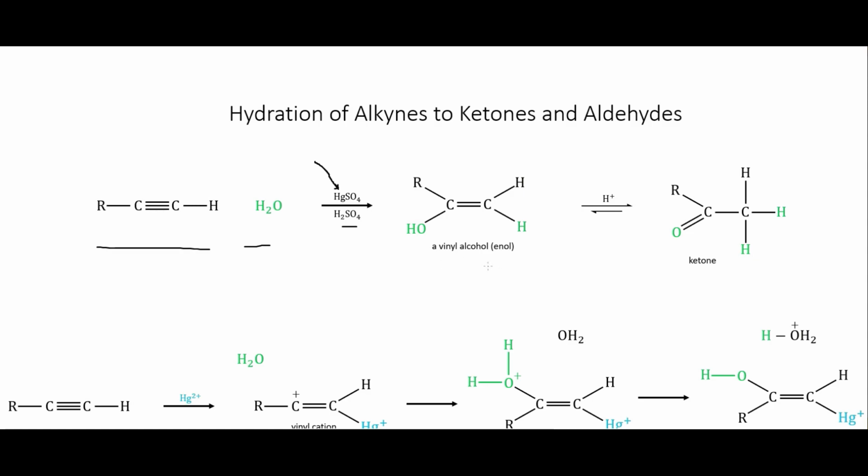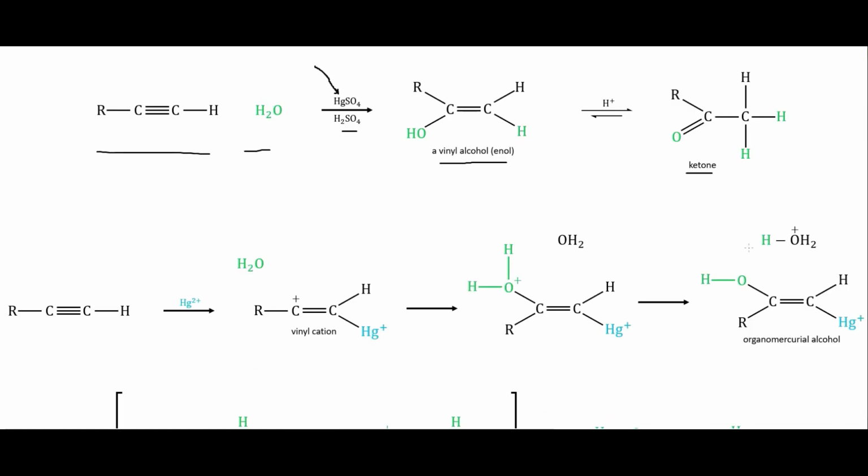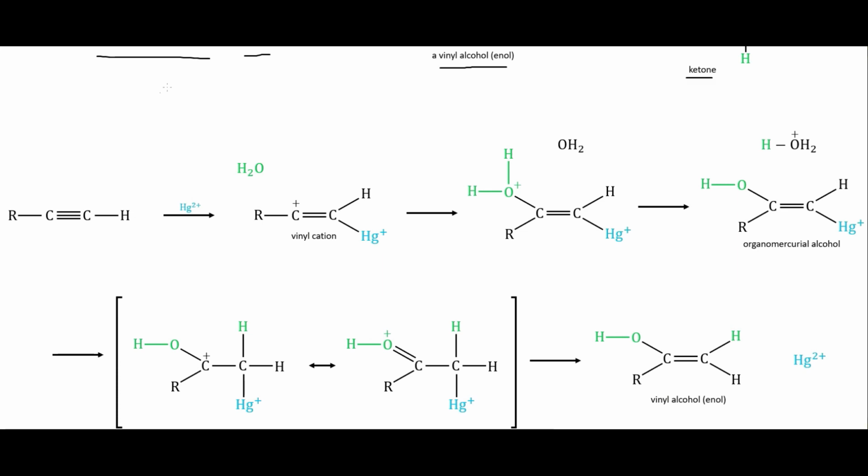And so we end up making a vinyl alcohol, which is called an enol, and that will go through keto-enol isomerization, and so we will end up with our ketone here. And I'll go through that mechanism here in a few minutes. And so the mechanism for this is that we have the electrons from this triple bond coming and grabbing this mercury ion right here. So we end up with this vinyl cation.